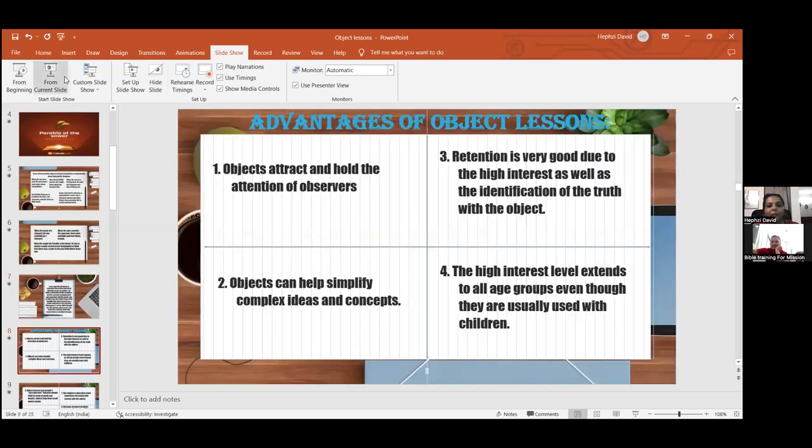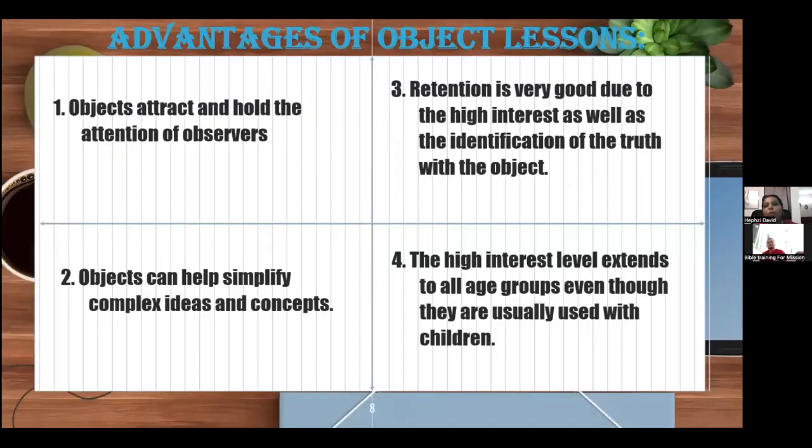Now, what are the advantages of an object lesson? Objects attract and hold the attention of the observers. Objects can simplify complex ideas. Now, especially if you are taking a Bible lesson about the Trinity, that's a bit difficult to understand. You can easily say ice, water, gas, and show how they all come from the same source. So we can simplify complex topics.